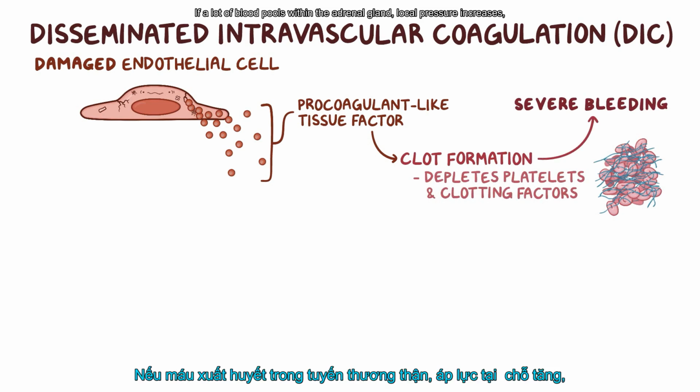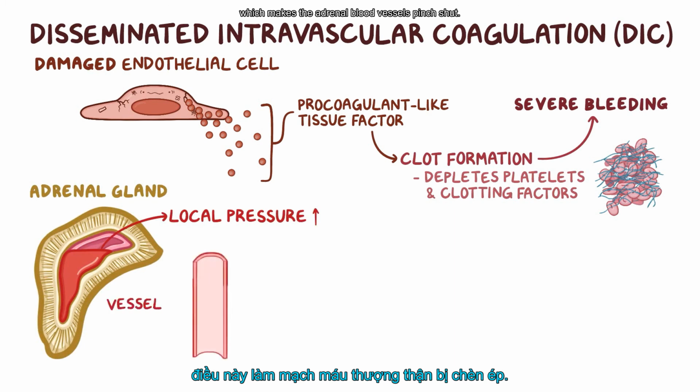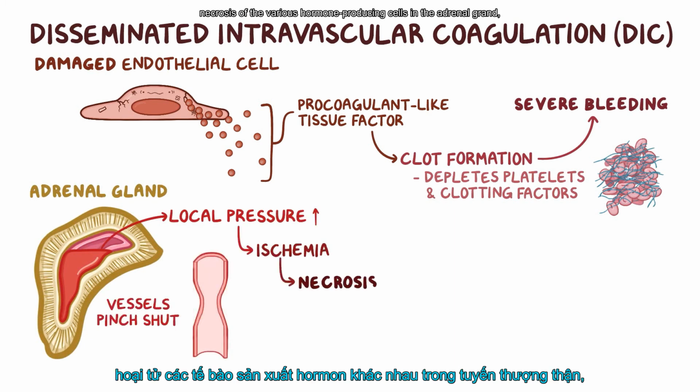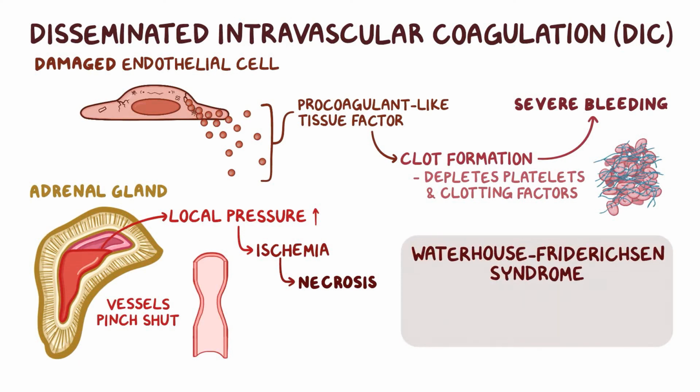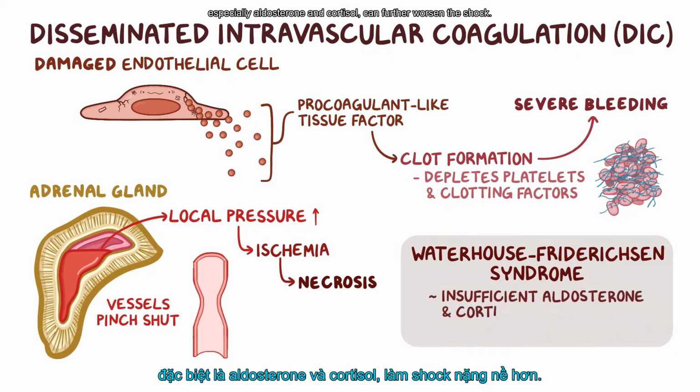If a lot of blood pools within the adrenal gland, local pressure increases, which makes the adrenal blood vessels pinch shut. This results in ischemia and eventually necrosis of the various hormone-producing cells in the adrenal gland, a condition known as Waterhouse-Friderichsen syndrome. Insufficient production of adrenal hormones, especially aldosterone and cortisol, can further worsen the shock.